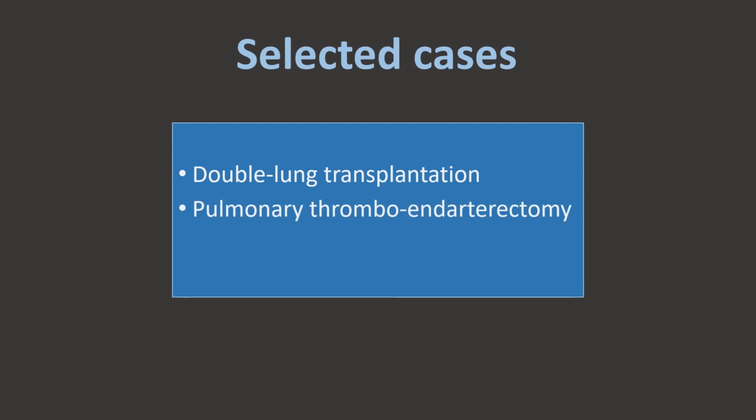In rare cases, selected patients are referred for double lung transplantation, and pulmonary thromboendarterectomy may be contemplated in those with chronic proximal pulmonary thromboembolic disease. Atrial septostomy, that is, the creation of a right to left shunt, decompresses the right ventricle and improves hemodynamic performance. It may be used as a bridge to transplantation or as a palliative measure.